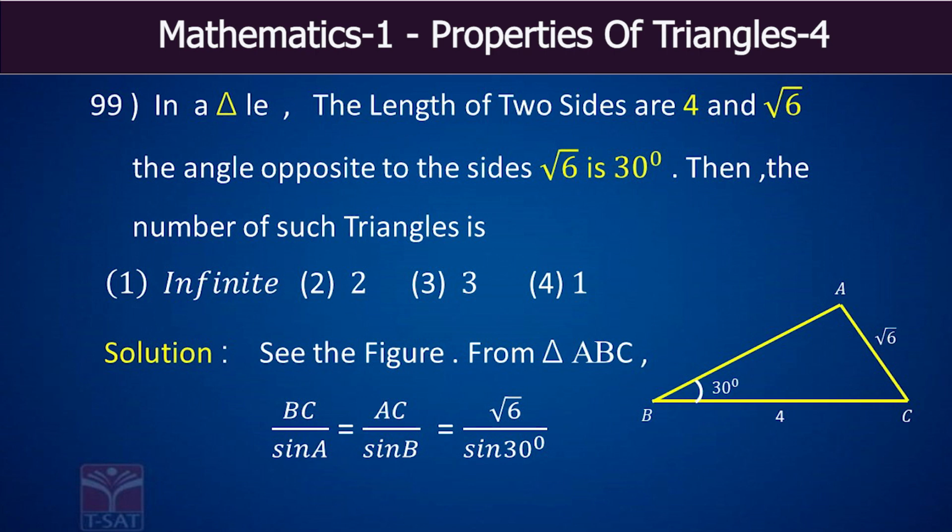In a triangle, the lengths of two sides are 4 and root 6. The angle opposite to the side root 6 is equal to 30 degrees. Then the number of such triangles is? So see the figure.